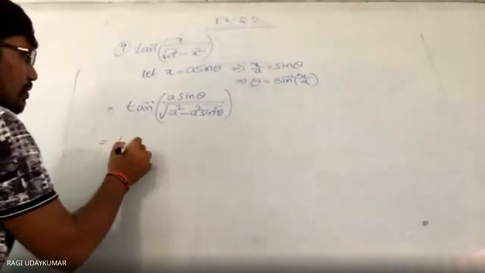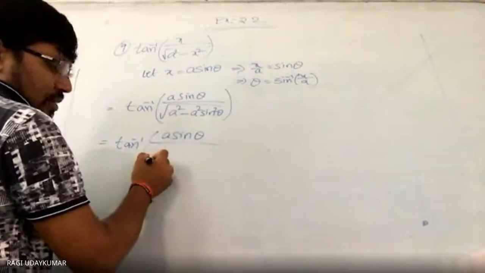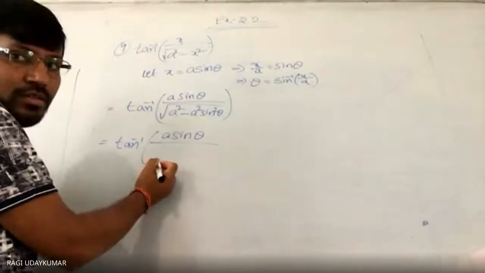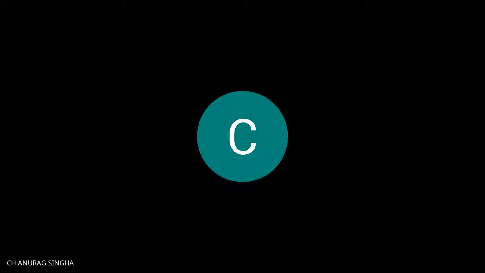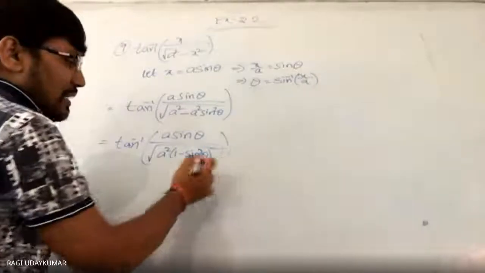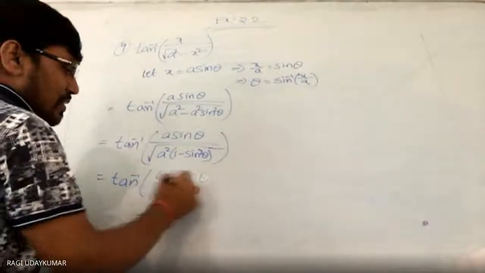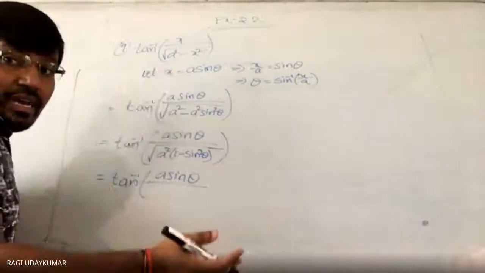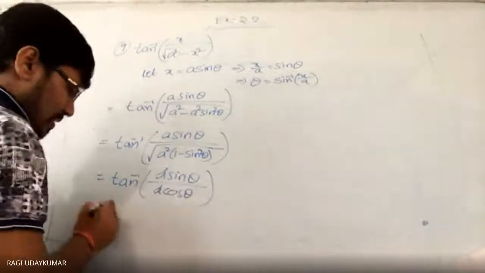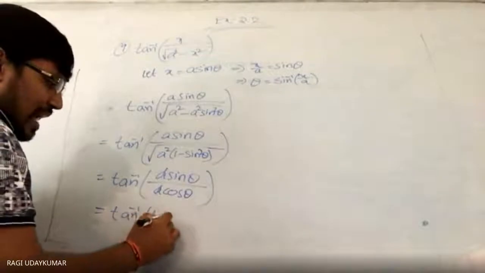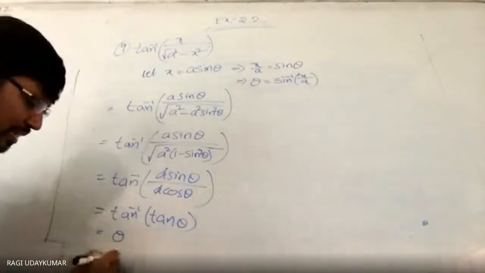So this is equal to tan inverse of a sin theta by, if you take a square common, 1 minus sin square theta. So 1 minus sin square theta is cos square theta. So you get tan inverse of a sin theta by under root of a square cos square theta. Under root of a square cos square theta can be written as a cos theta. Now a will get cancelled, then you will get tan inverse of tan theta. Tan inverse of tan theta can be written as theta. So theta is equal to sin inverse of x by a.